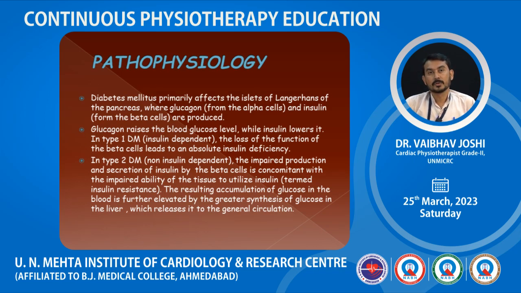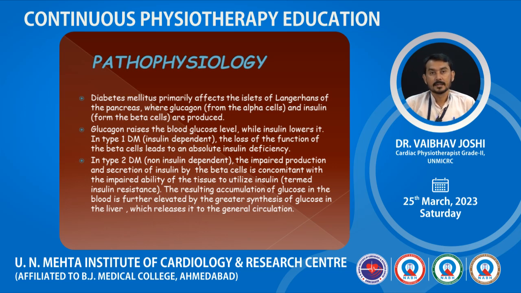Pathophysiology. In pathophysiology, diabetes mellitus primarily affects the islet of Langerhans of the pancreas. Islet of Langerhans is a cell of pancreas where glucagon, basically from the alpha cells, and insulin from the beta cells are produced. Actually, islet of Langerhans have 4 types of cells. Alpha, as we said, which secretes glucagon, beta cells which secretes insulin, delta cells which secretes somatostatin, and PP cells which produce polypeptide of pancreas. Glucagon raises the blood glucose level while insulin lowers it.